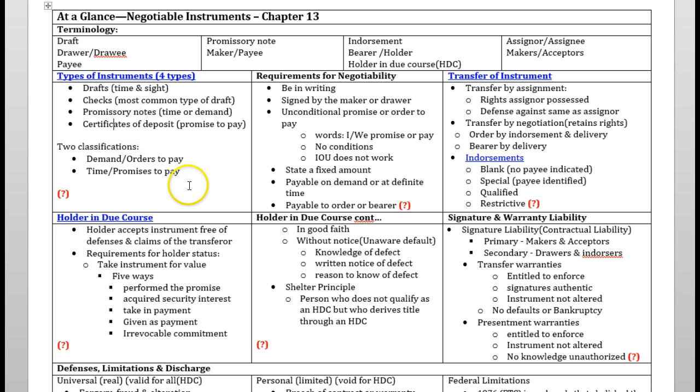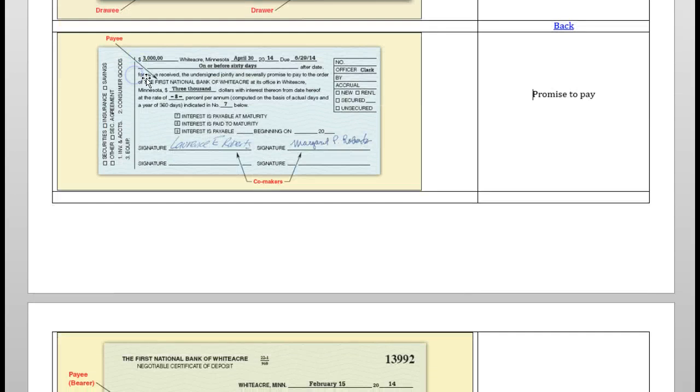There are 2 classifications. You have the demand or orders to pay, which the drafts and the checks fall into, and then you have time, which is promises to pay, and those are usually paid in the future or upon presentation. So keeping those in mind, let's look. I can give you examples of these. It might help.